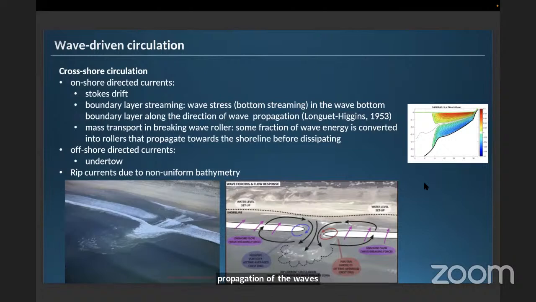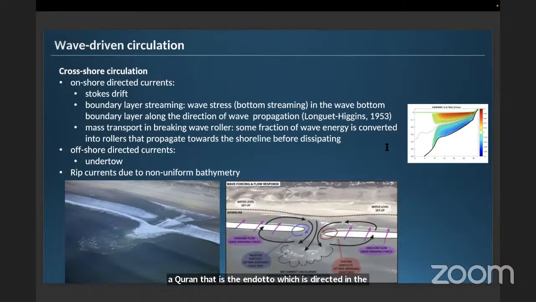We can also have mass transport due to what we call wave rollers, which are a fraction of the wave energy that is converted to rollers that propagate toward the shoreline before dissipating. And so all this circulation, if you look at the little figure on the right, is directed, in red, towards the coast. And to balance that, there is a current that is the undertow, which is directed offshore at the bottom.